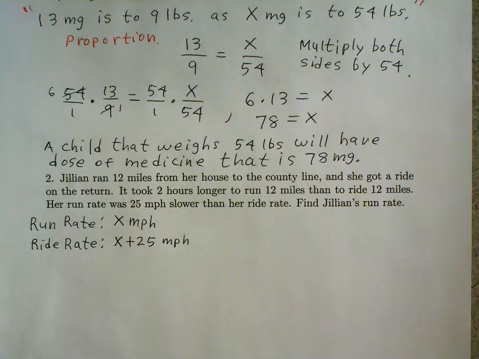So what other kind of information is given? How many miles she went? Yeah, the distance in miles that she ran, and also the distance in miles that she rode, because she ran a distance of 12 miles to the county line, and then she got a ride back, which was also a distance of 12 miles.